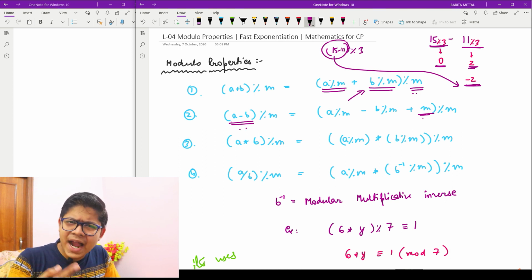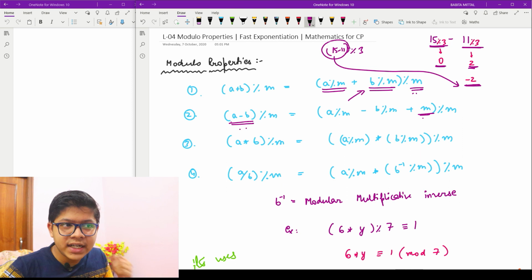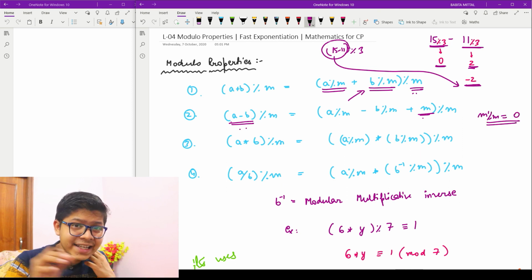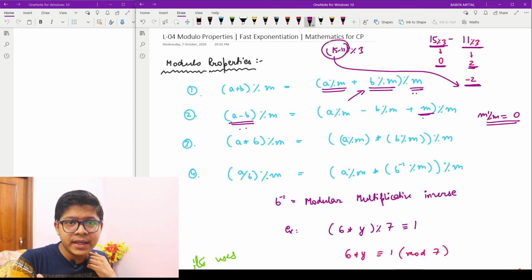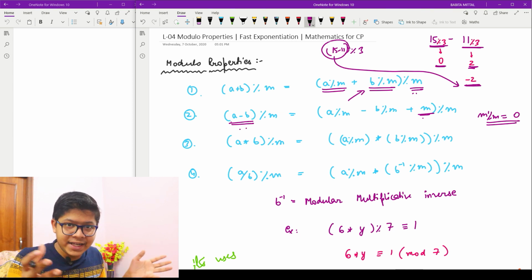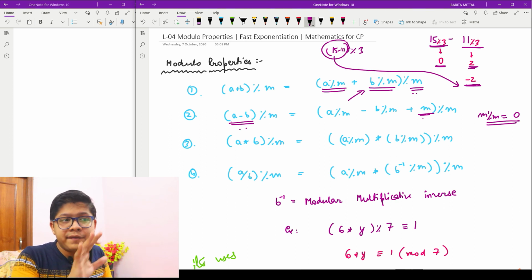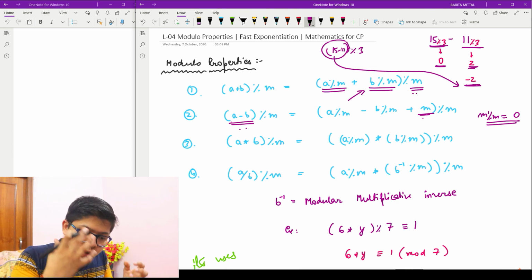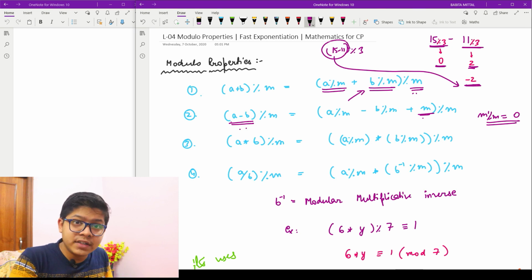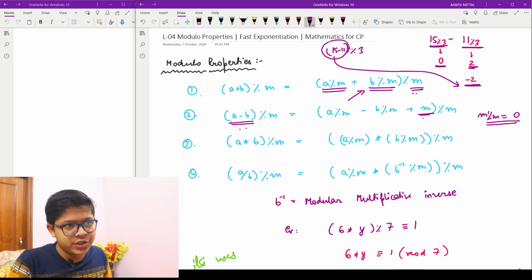Now why am I adding m, and why will it not affect my answer? Because as we know, m mod m is always 0. So after adding or subtracting any multiple of m and doing mod, I will not affect my answer at all. So as to make your answer positive, in the worst case if it becomes negative, it will become positive again, and so as to maintain the integrity of the solution.